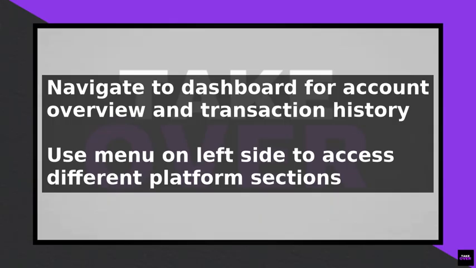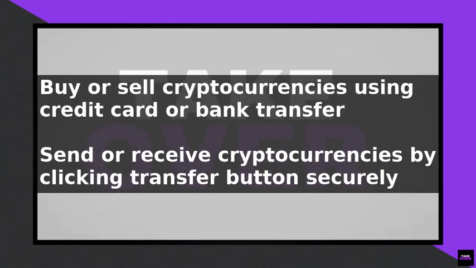Crypto.com also offers a range of other features, including a cryptocurrency wallet, a credit card, and a lending platform. The wallet allows you to store your cryptocurrencies securely. The credit card allows you to spend your cryptocurrencies in real time. And the lending platform allows you to earn interest on your cryptocurrencies.